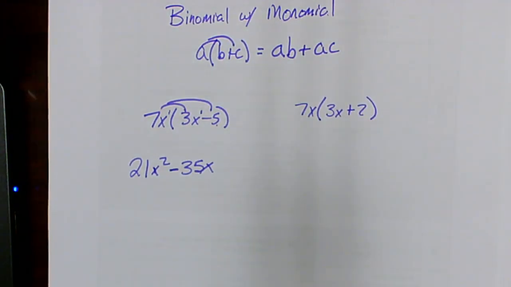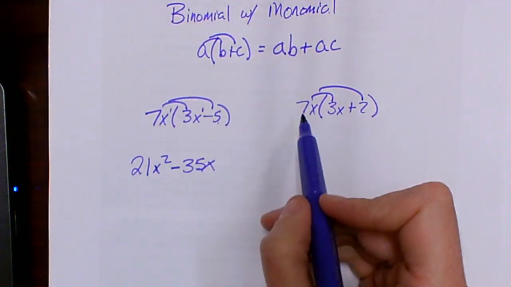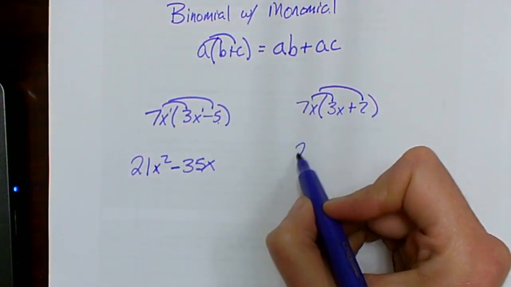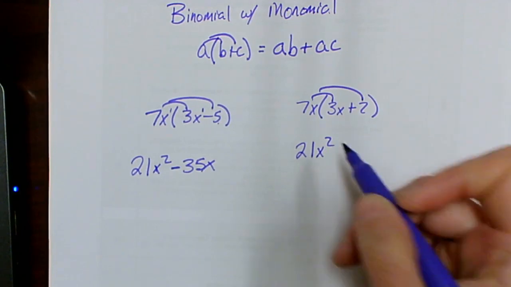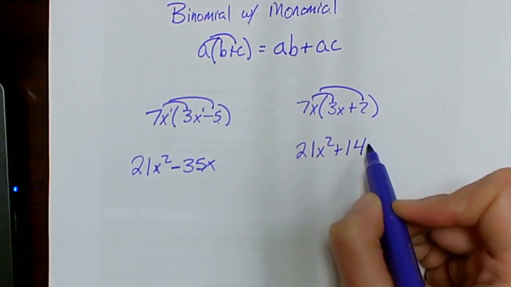7x times 3x plus 2. Distribute the 7x through. 7 times 3 is 21, and we'll have x squared, and then 7x times 2 is a 14x.